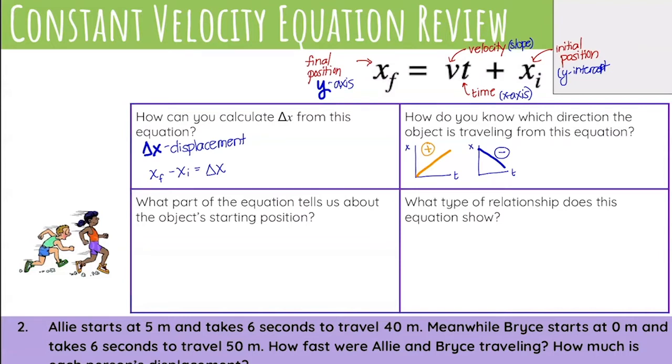Next, the part of the equation that tells us about our object's starting position is going to be x sub i. So this tells us our object's initial position or starting position, and the units would be in meters.